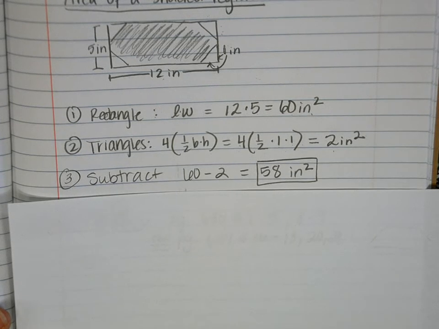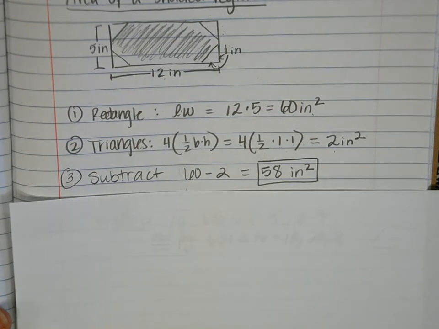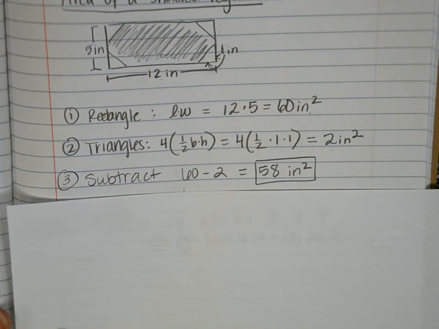So if you don't like the half thing, just change it to 0.5, okay? But for me, it's easy to divide by 2. Don't you think it's easy to divide by 2?